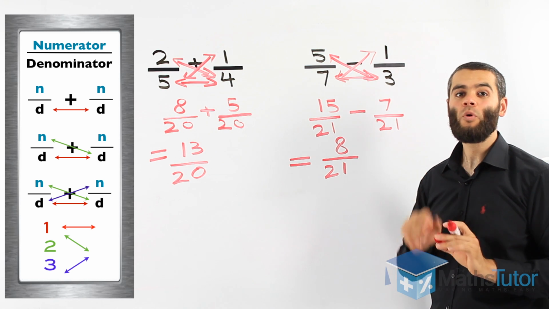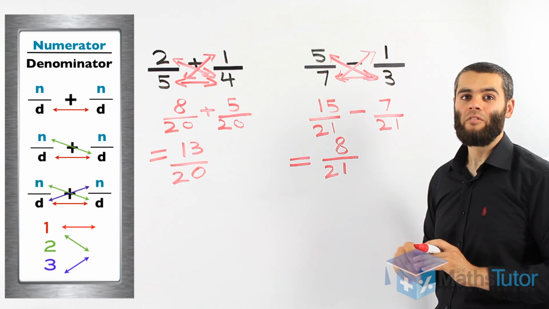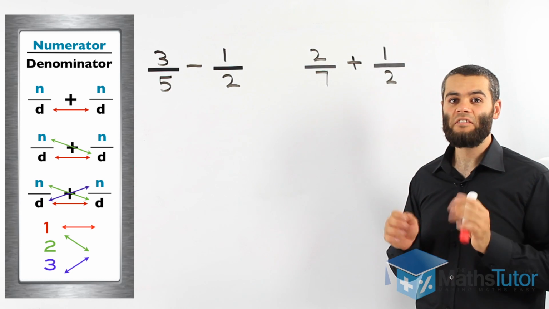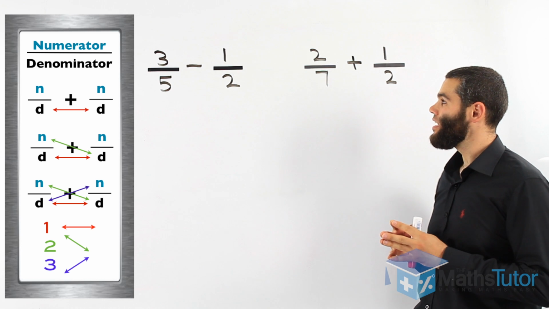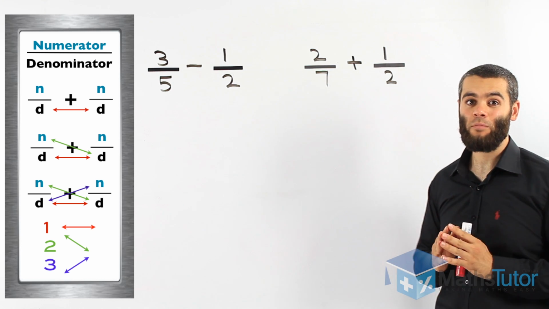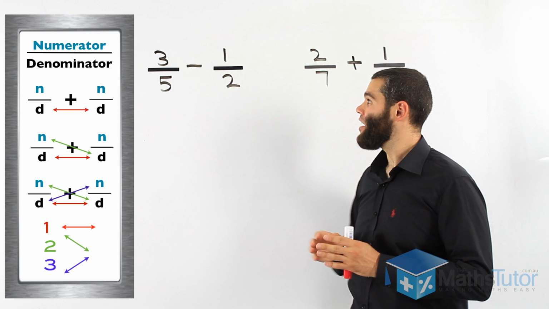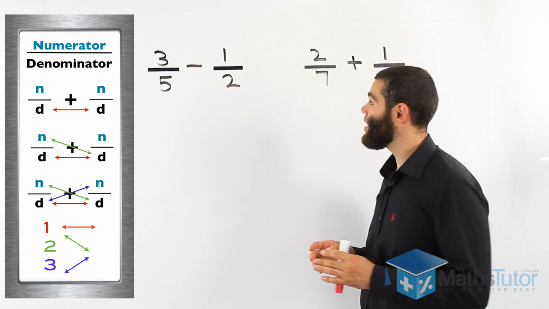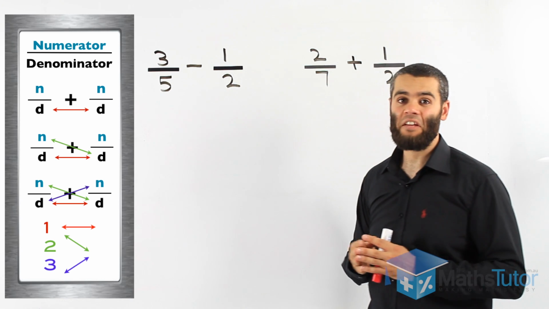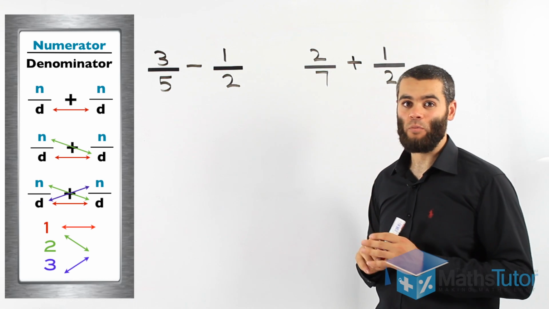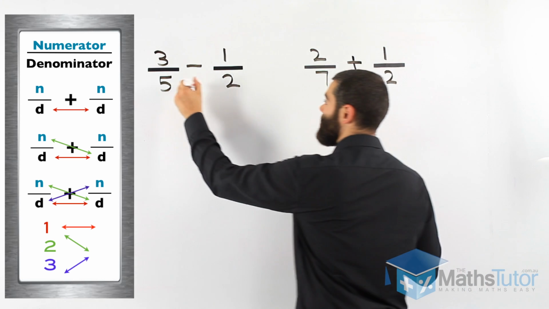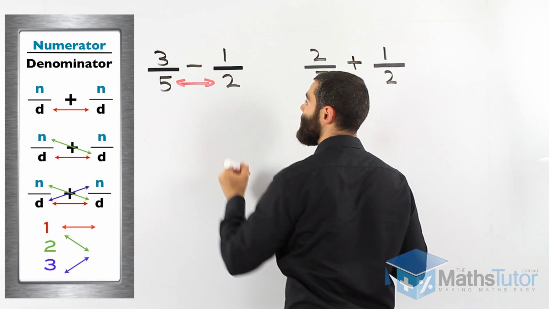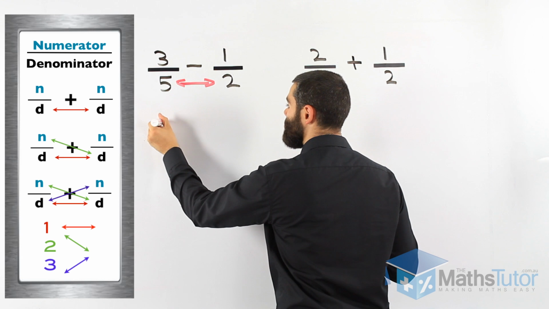I'm going to do 2 more examples. That way you get even better at it. Okay, let's do it. We have 2 more examples. Let's see how we're going to do it using the same concept. We have a subtraction: 3/5 take away a half. Well, we can recognize straight away the denominator is different. We have to follow our simple process. First step is to multiply the denominators. 5 times 2.